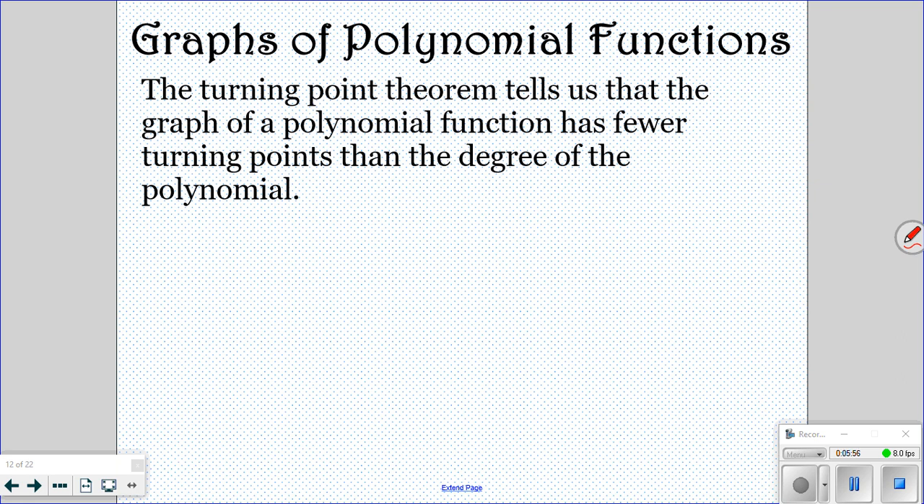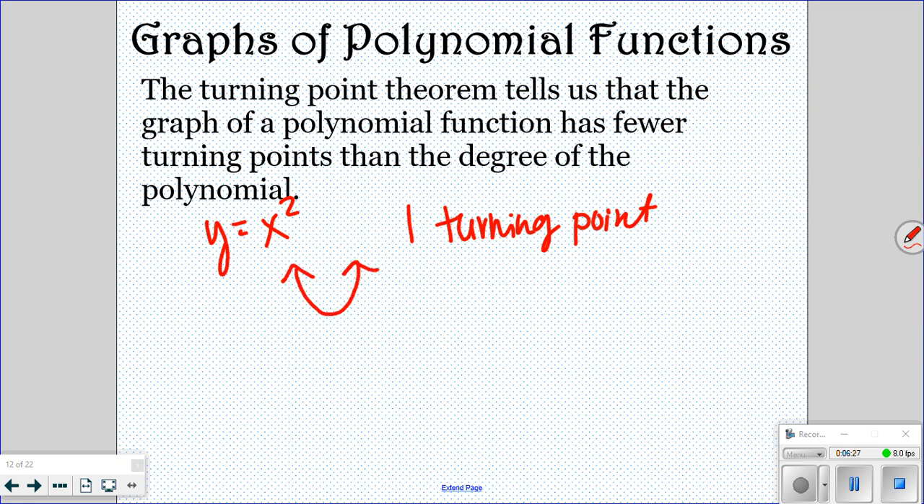Now we're going to look at the turning point theorem. It tells us that your polynomial function is always going to have fewer turning points than the degree of the polynomial. So let's start with a parabola, because we're pretty familiar with parabolas. y equals x squared. The degree is a 2. So what is a number that is less than 2? 1. So it's going to have 1 turning point. And if you think about a parabola, it turns once, no matter which direction you're going. Okay, what about a line?